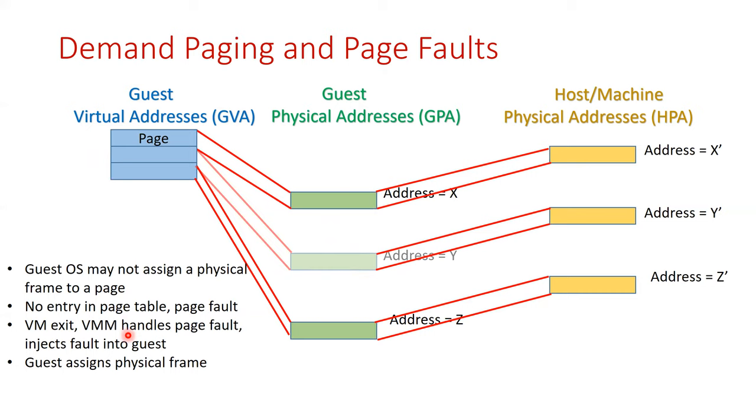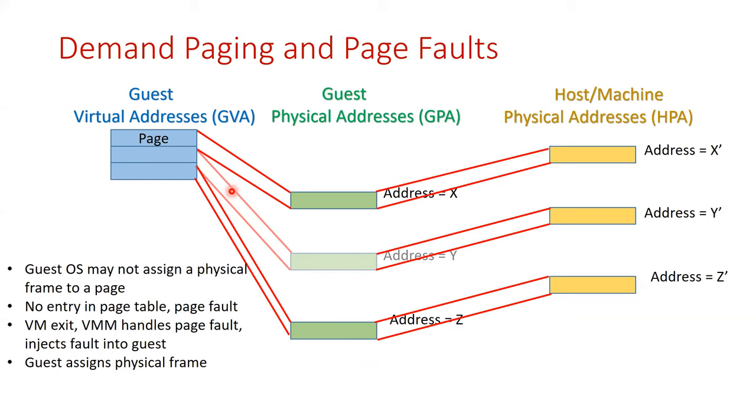But the hypervisor doesn't know what to do, right? This is an internal matter of the guest OS. It is the guest OS's problem to fix this page fault. So in such cases, what will the VMM do? It will simply inject the fault back into the guest OS. And the guest OS will handle the page fault and assign a physical frame to this page, right? So in summary, whenever the page mapping is not done within the guest, the page fault will come to the VMM. All faults, all interrupts usually come to the VMM first, and the VMM will pass it on to the guest OS, and the guest OS will fix the page fault.